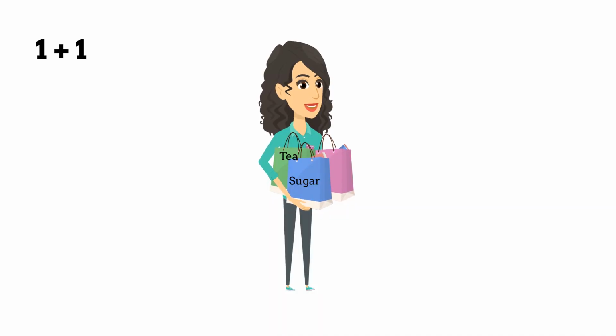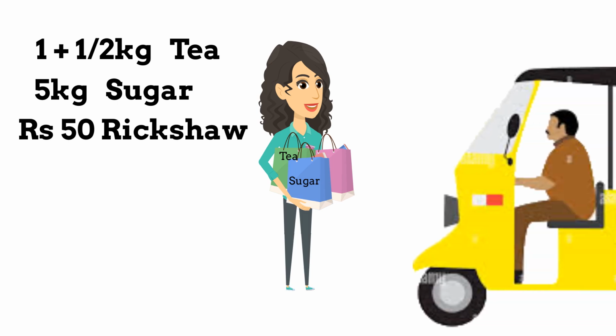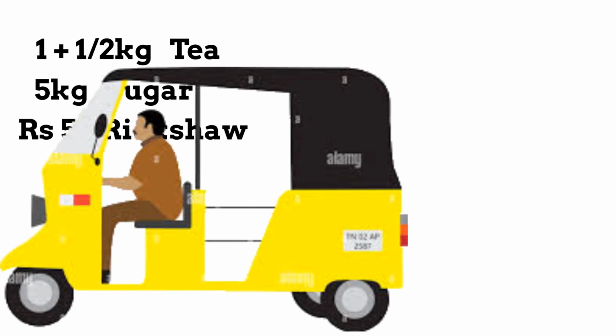Kantabai bought 1.5 kilogram of tea and 5 kilogram of sugar from a shop. She paid rupees 50 as return fare for rickshaw. The total expense was rupees 700.